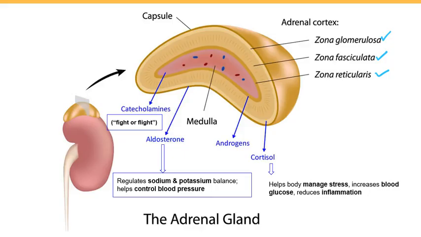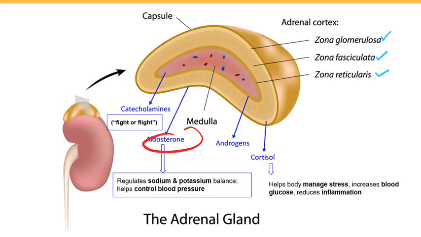So zona glomerulosa, which is the outermost layer, is going to produce aldosterone. The aldosterone hormone regulates the blood pressure and electrolyte balance. Whenever the blood pressure is low, aldosterone would be released and is going to stimulate the kidney to reabsorb sodium and excrete potassium. This process works together with the renin-angiotensin-aldosterone system to maintain blood pressure.